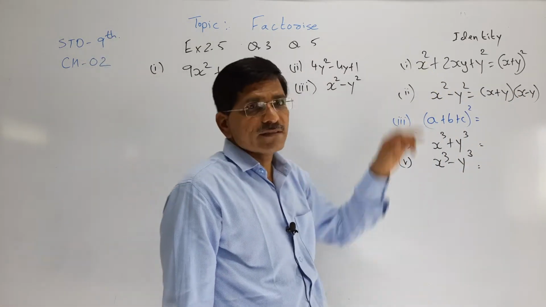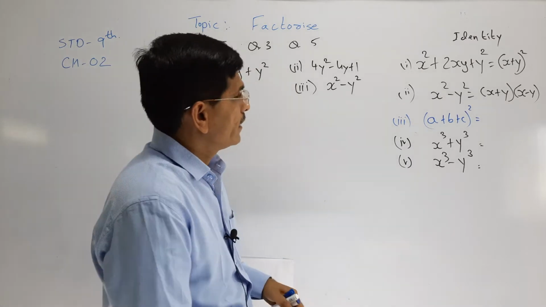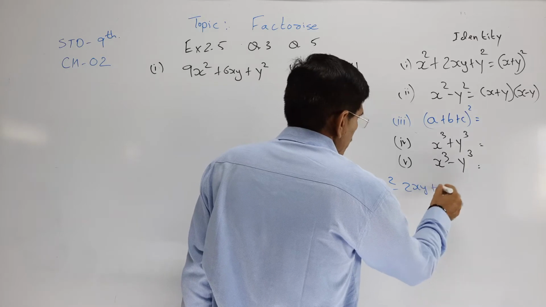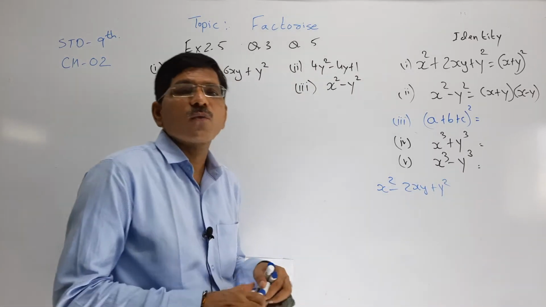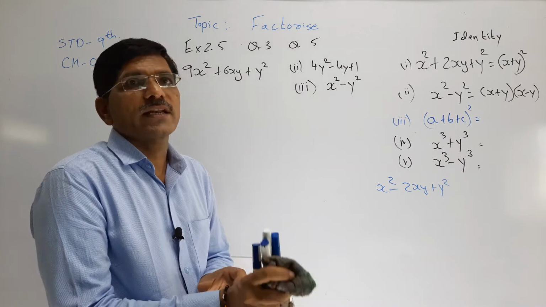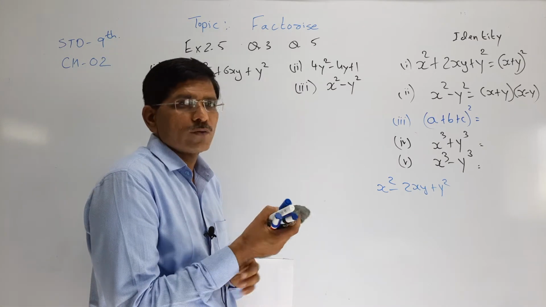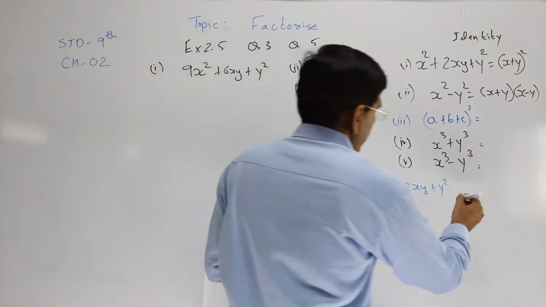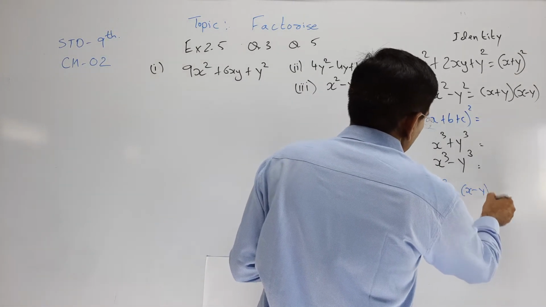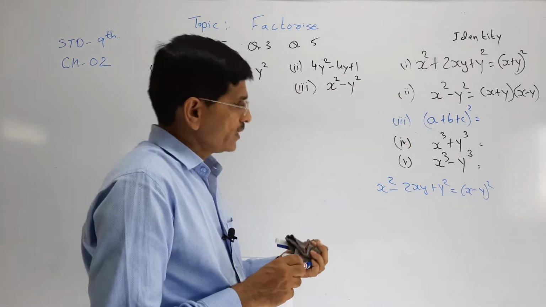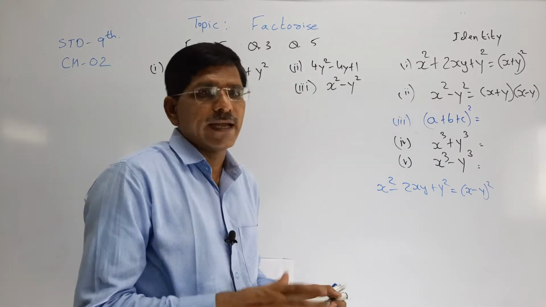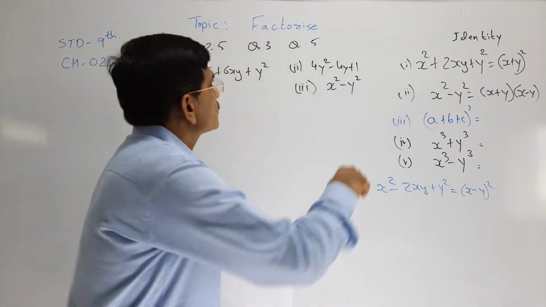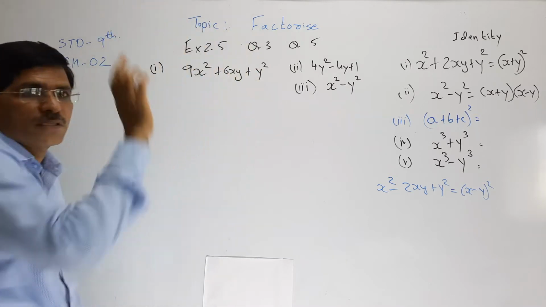If there is a minus sign, then x square minus 2xy plus y square is the form of the question, and the question is to factorize it. Then what do we have to do? We have to put the answer x minus y whole squared. So these are all the identities that we have to do today. By using identities, we can solve exercise 2.5 question number 3 and 5.